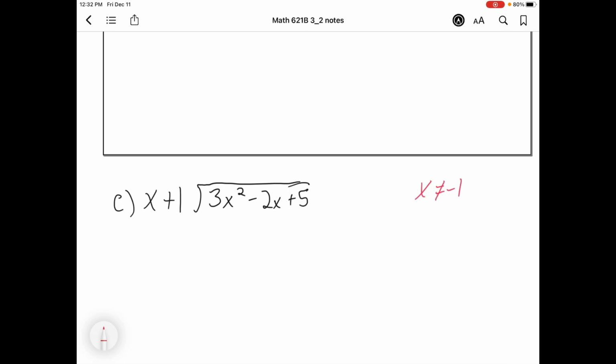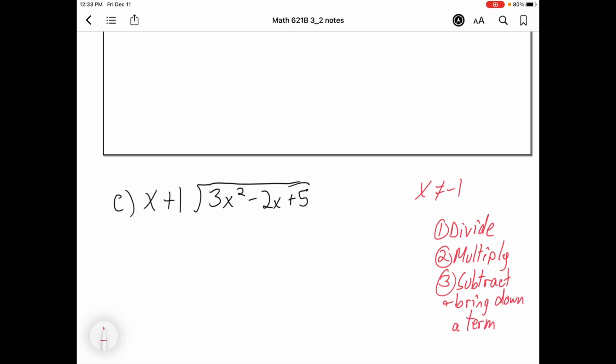I'm just going to write off to the side the steps that we repeat. We divide, we multiply, and subtract, and bring a term down. And if we want to use some music notation here, we're going to repeat this process until we can't anymore. Okay, so I'll go 3x squared divided by x. 3x squared divided by x is just 3x.